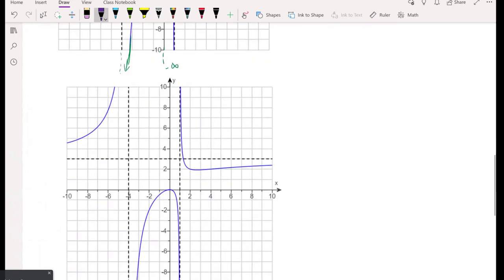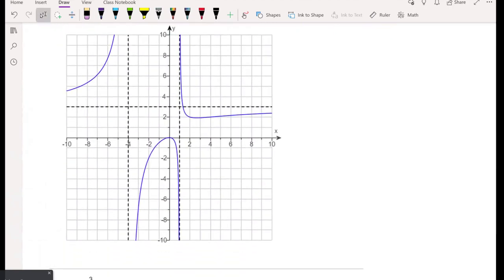Now, I want to do a horizontal asymptote as well. You'll see a horizontal asymptote on this next example. It's this dotted line right here. It just keeps going out forever and ever. So this is your horizontal asymptote right here.